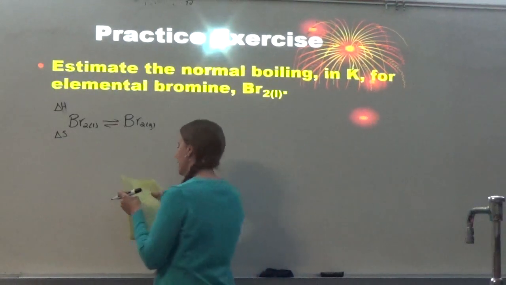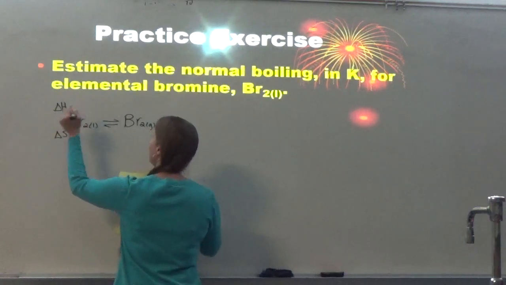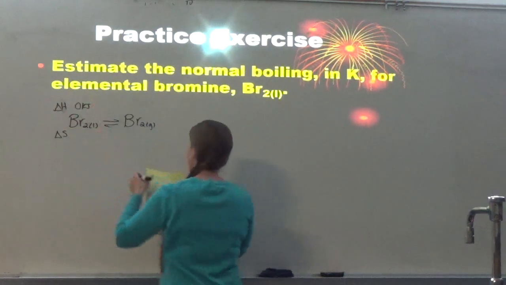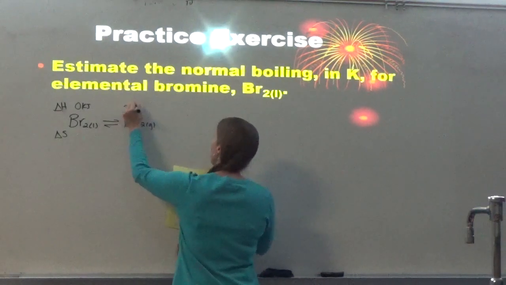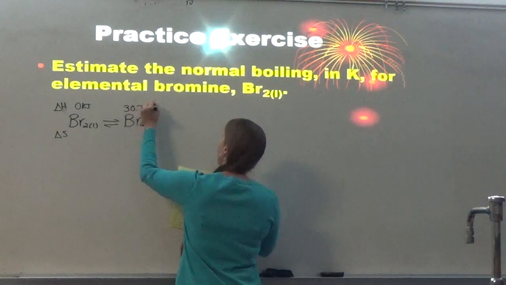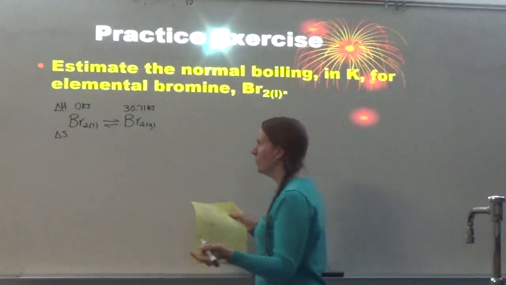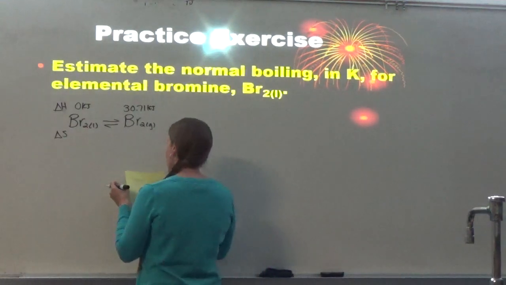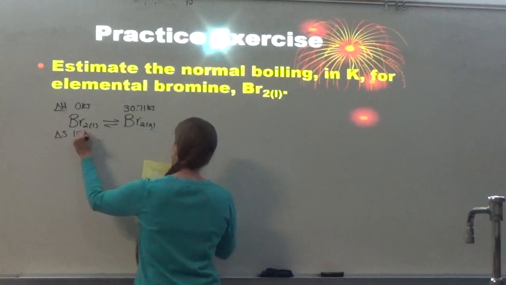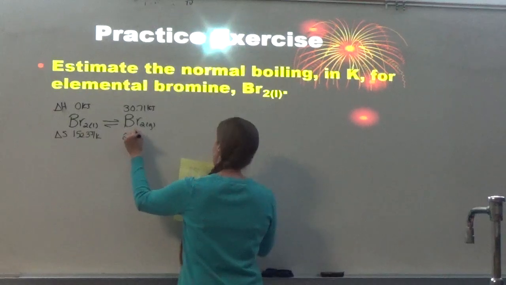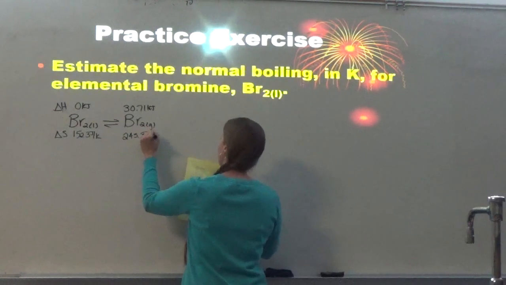Alright, so our delta H, of course, for the element in its natural state, bromine is naturally a liquid, is 0 kilojoules. But once it's a gas, it's 30.71 kilojoules. And since they're both 1 to 1, I'm not going to write that I multiplied it by 1 mole. Alright, my delta S, on the other hand, is 152.3 joules per Kelvin. And for the gas, it's 245.3 joules per Kelvin.